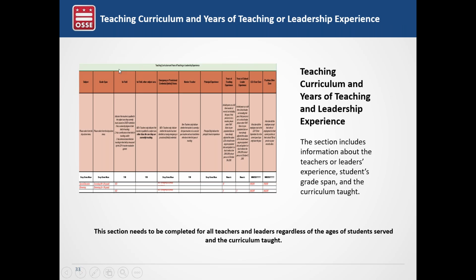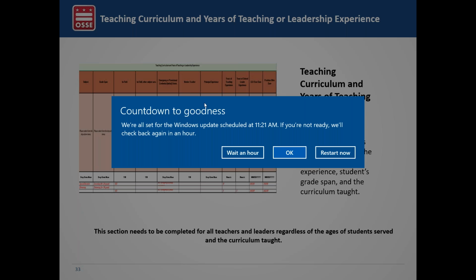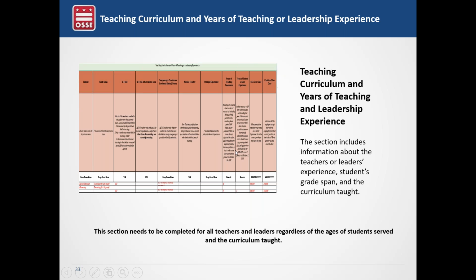Next is teaching curriculum and years of experience and leadership information. This section needs to be completed for all teachers and leaders regardless of the ages of the students that they serve. Specifically, this is very important for our state report card, and we went over it at the start of the webinar. The information on years of experience will be public on the individual school's report card in ranges. So having those columns complete is extremely important for the way that parents are going to view this information online.